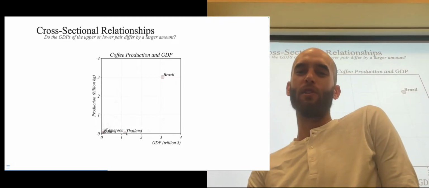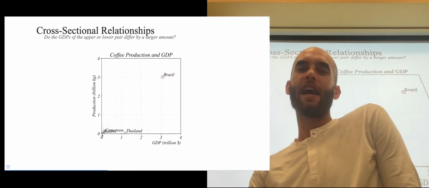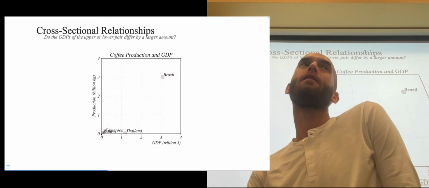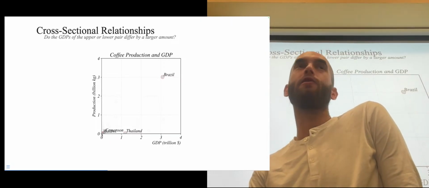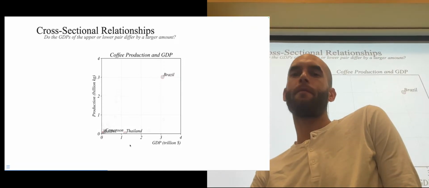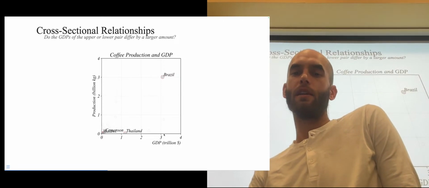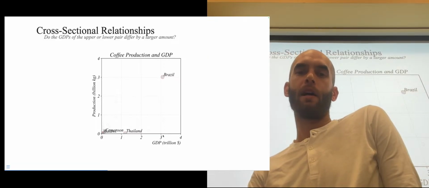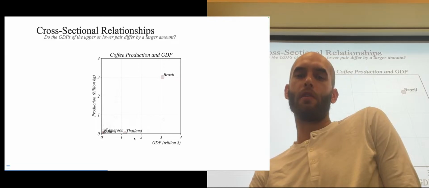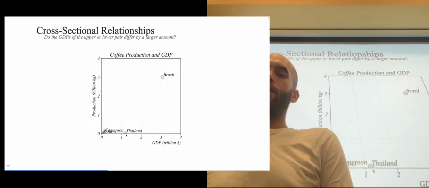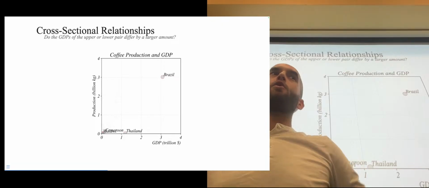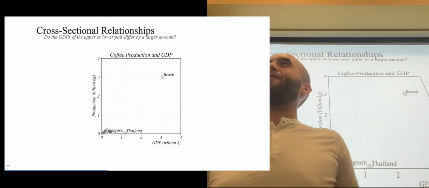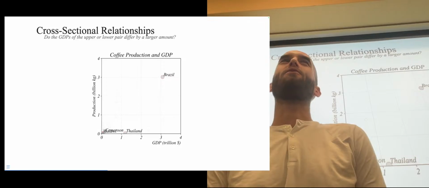If we just look at the horizontal axis, Cameroon and Malawi don't differ by that much in absolute terms. It's even really difficult to see that there's a difference between the two countries. Whereas for Thailand and Brazil, Brazil is just over $3 trillion in GDP, and Thailand is a little over 1. So that differs by almost $2 trillion on the horizontal axis. So clearly the upper pair differs by a larger amount.